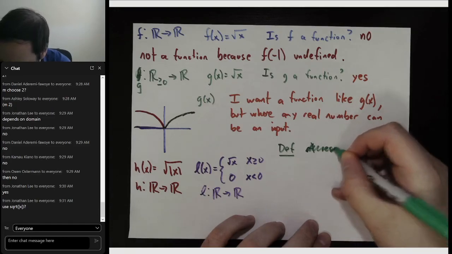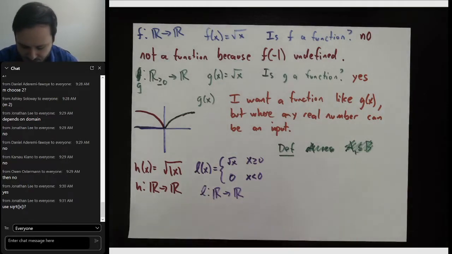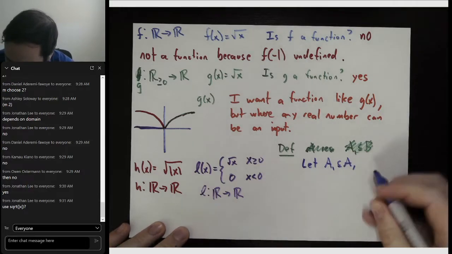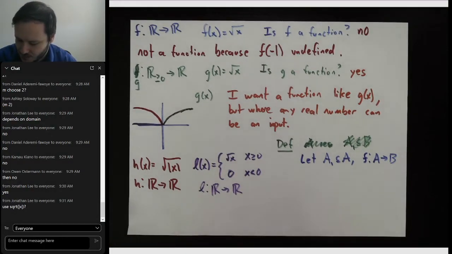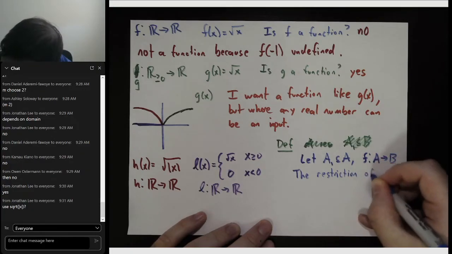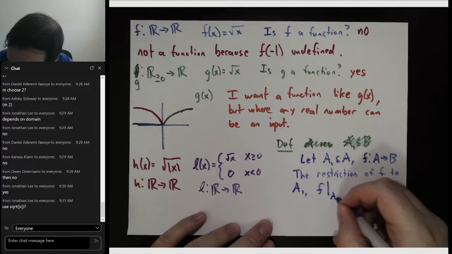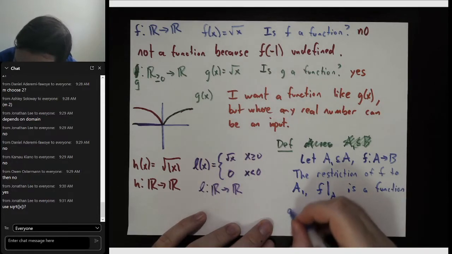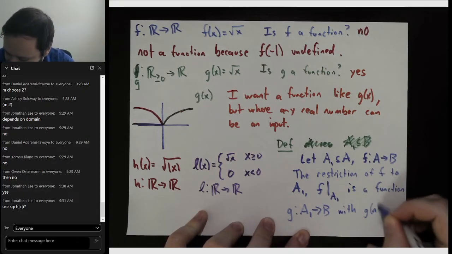So let me first say, let A1 be a subset of B. No. Try that one again. Different color. Green was cursed. Let A1 be a subset of A, and f be a function from A to B. The restriction of f to A1, which we write f restricted to A1, is a function g that goes from A1 to B with g of a always equal to f of a.